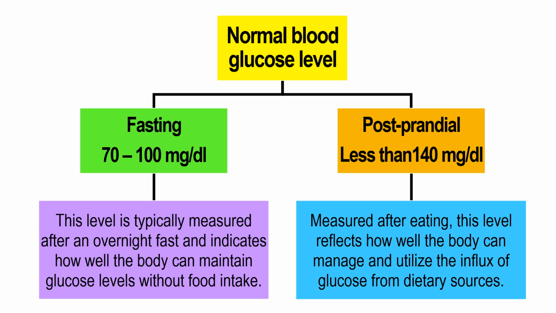Postprandial values within 90 to 140 mg per deciliter are conventionally accepted. For most normal test subjects, values are generally found to be within this range. The postprandial level is measured after eating, and reflects how well the body can manage and utilize the influx of glucose from dietary sources. The blood sample is generally withdrawn 2 hours after the test subject has taken a normal meal.